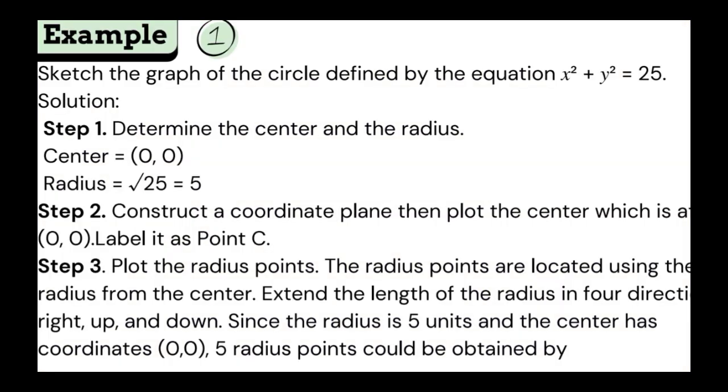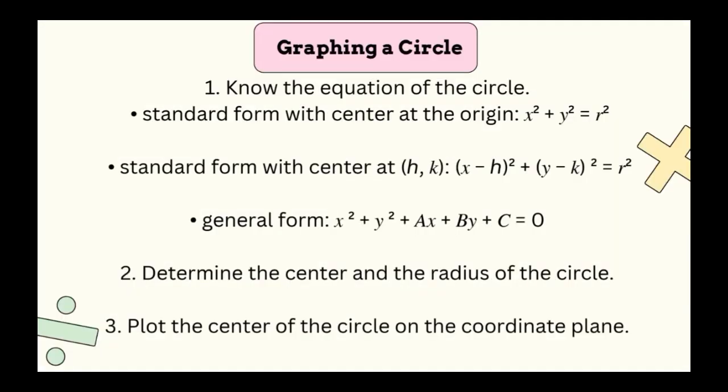For the first example, sketch the graph of the circle defined by the equation x squared plus y squared is equal to 25. First step, we must determine the center and the radius. The center is at point (0, 0) and the radius is the square root of 25, which is equal to 5. The equation we use is the standard form with the center at the origin, x squared plus y squared is equal to r squared.